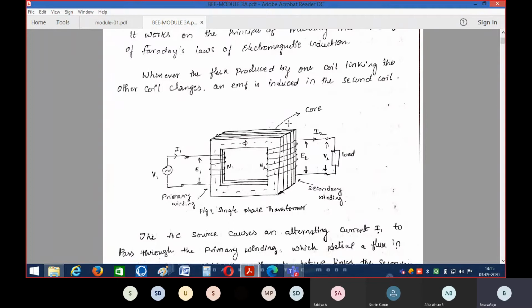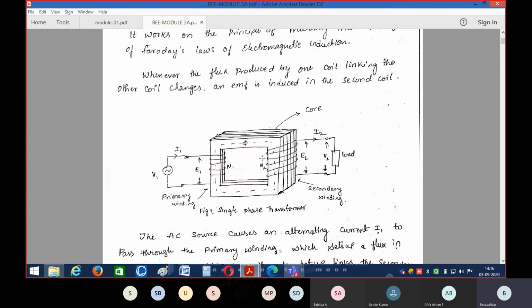This is the transformer core. This is the primary winding, and this is called the secondary winding. Here N1 represents the number of turns. The primary winding consists of turns, and we count it in terms of turns. That number of turns is called N1. Here N1 represents the number of turns we have in the primary winding. Similarly, on this side, the secondary side, we will have the secondary winding.